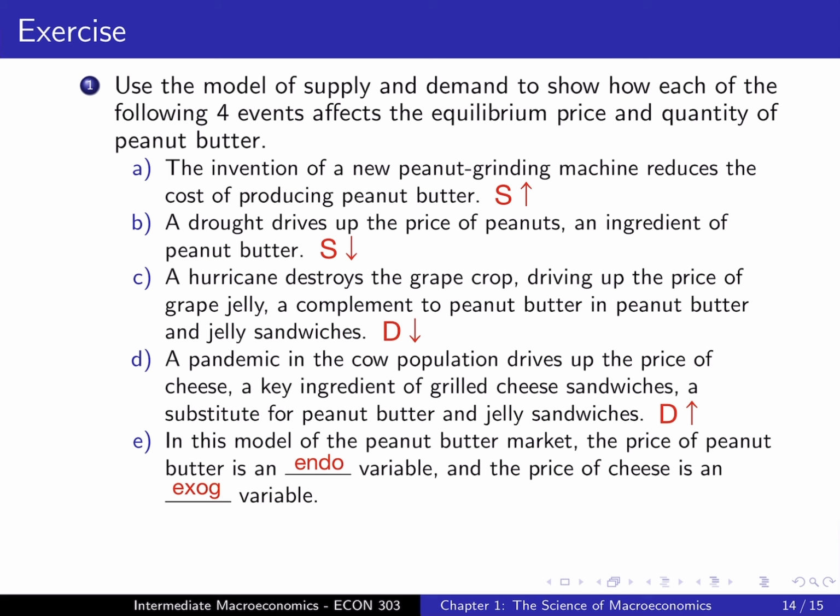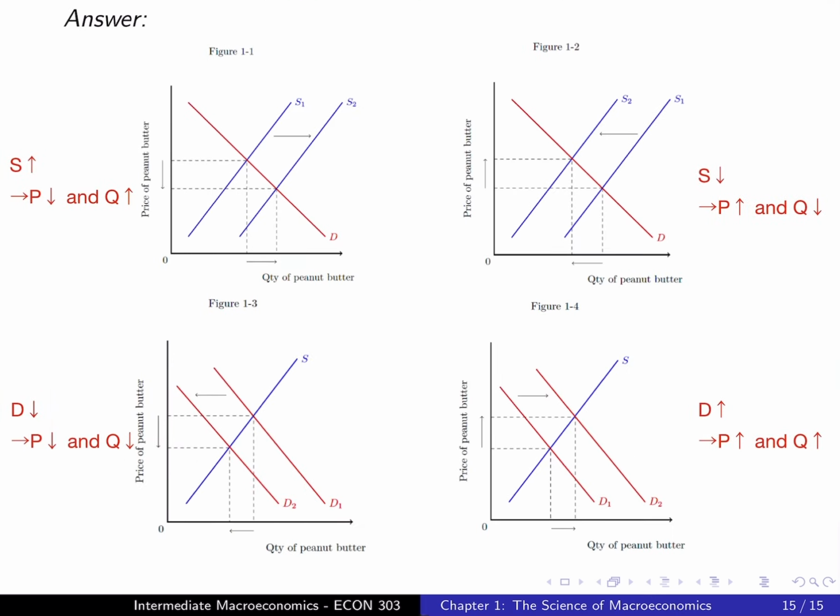A. The invention of a new peanut grinding machine reduces production costs. This is a supply-side improvement. Lower production costs shift the supply curve to the right, as shown in the first graph. As a result, equilibrium price falls and quantity increases.